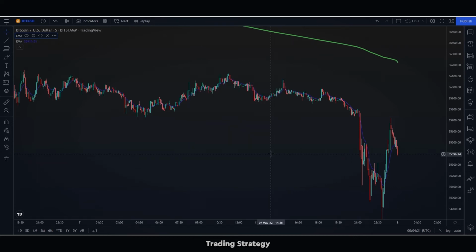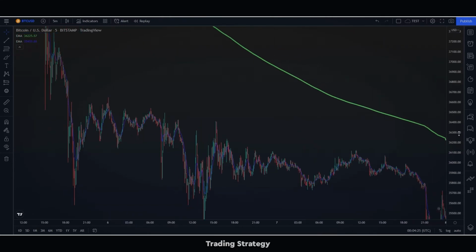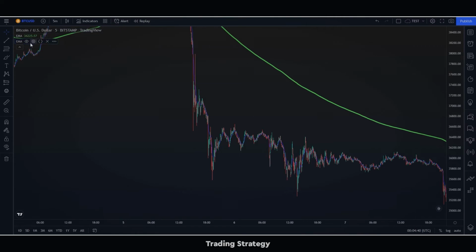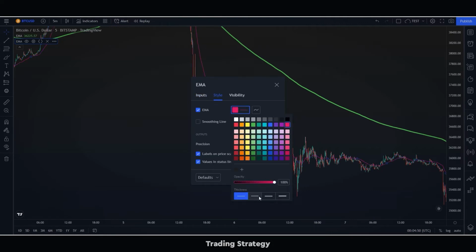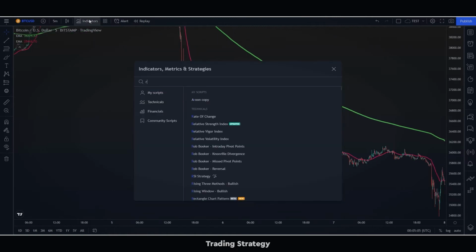That is, if the price is above this EMA, we will only buy. If the price is below this EMA, we will only make sell trades. The second EMA, we will put it at 50 periods. We'll change the color to pink and increase the thickness to 2. Then we will add an RSI indicator.